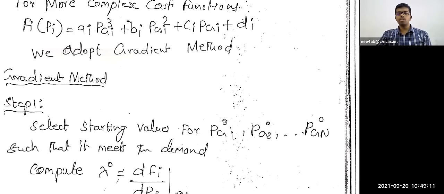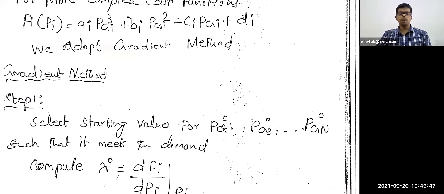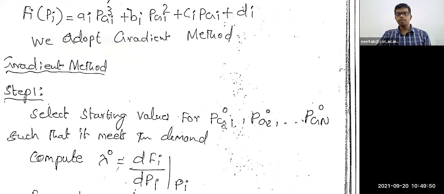We are taking the initial values such that they meet the demand. The demand is very, very important. We should not consider just any values; the demand must be satisfied. So for 1000 megawatt, the first generating unit is 500, the second 300, the third 200. It should meet the demand. Without meeting the demand, don't simply consider certain values and solve, because your answer will come out wrong and will not satisfy the demand.